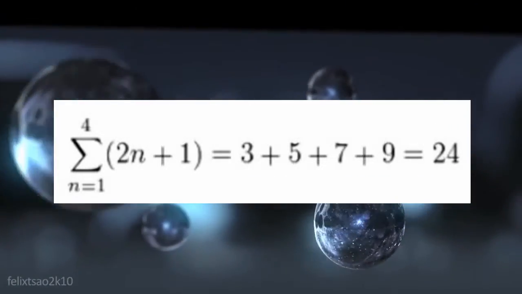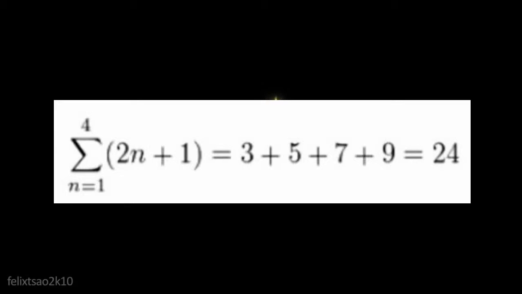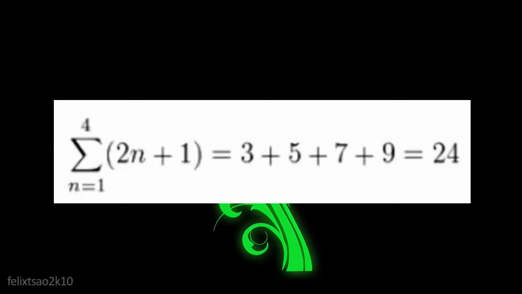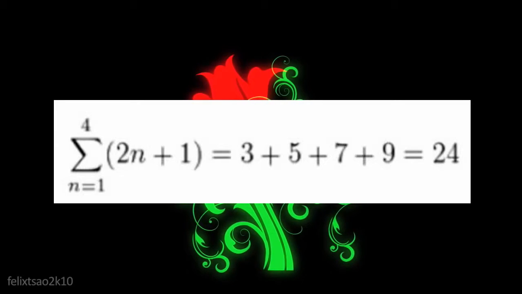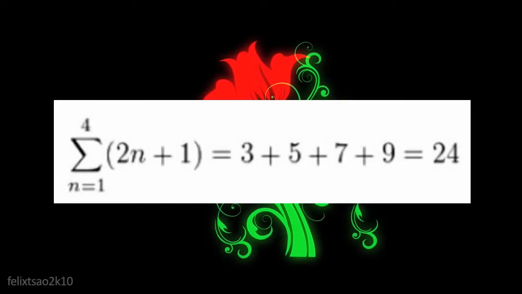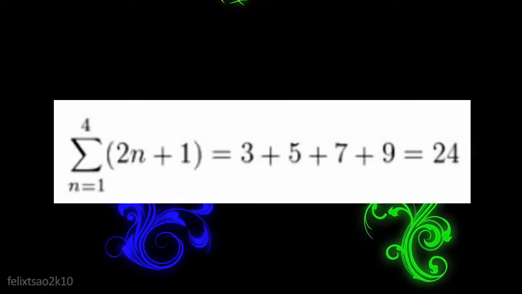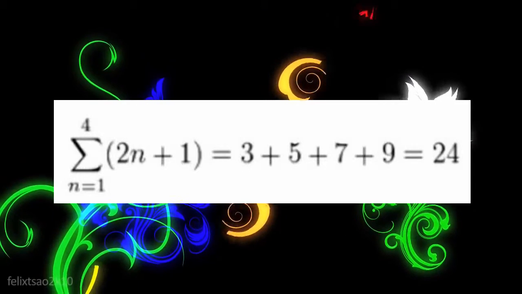Last example before you become a pro. Here, the equation that we are to follow is 2n plus 1. And again, our index is represented by the variable n, and it is equal to 1, and our upper limit is 4. Therefore, we have the equation 3 plus 5 plus 7 plus 9, which gives us 24.